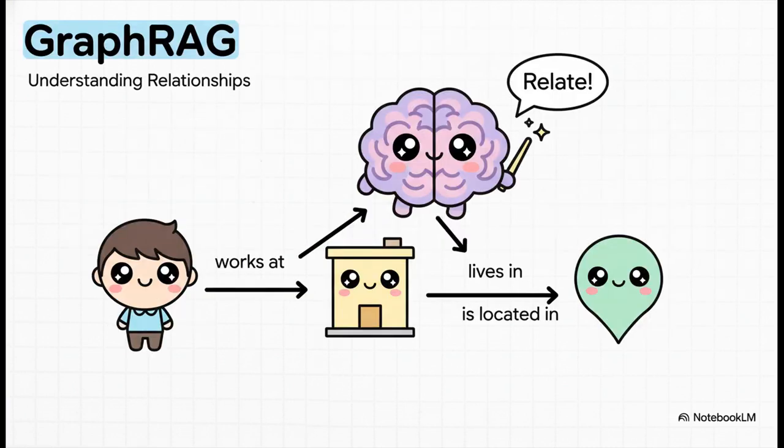And that leads us to the next massive step in this evolution: Graph RAG. Now, instead of just pulling out disconnected paragraphs of text, Graph RAG uses knowledge graphs to actually understand the relationships between things.